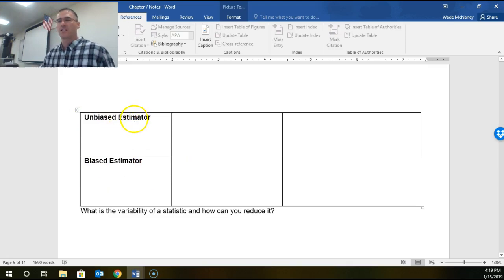An unbiased estimator should be centered at the true population value. A biased estimator means that my sample did not predict my population very well. There was bias in it. So a biased estimator does not accurately represent the population parameter. Unbiased is centered at the population parameter. Biased is not centered at the population parameter.